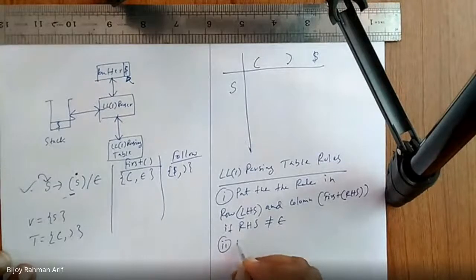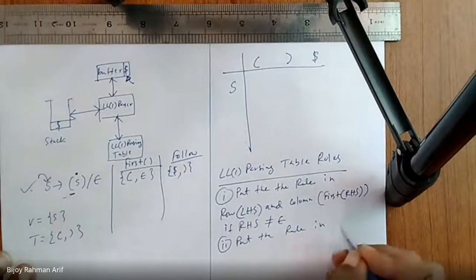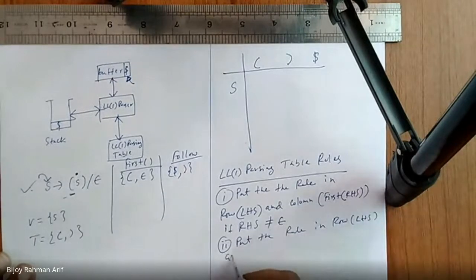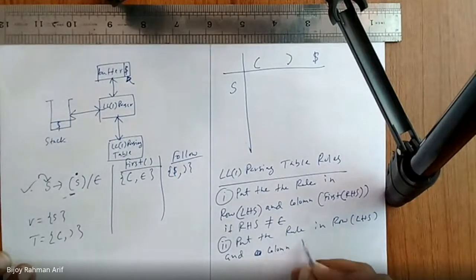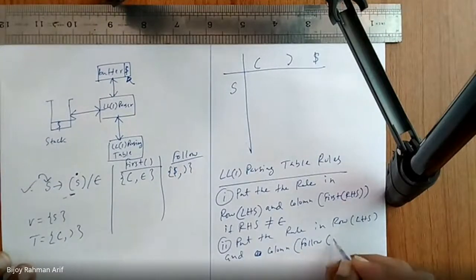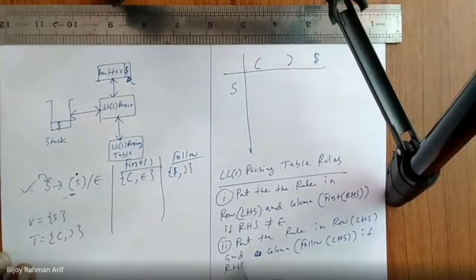Number 2: put the rule in row of LHS and column of follow of LHS, if RHS is equal to epsilon.